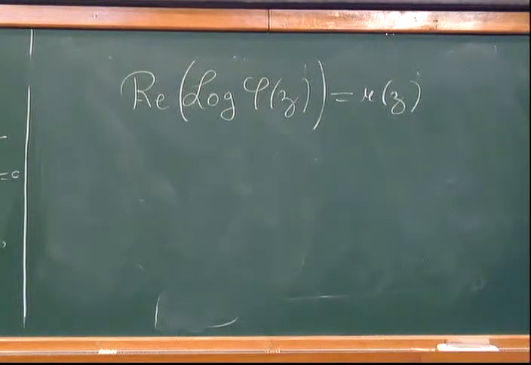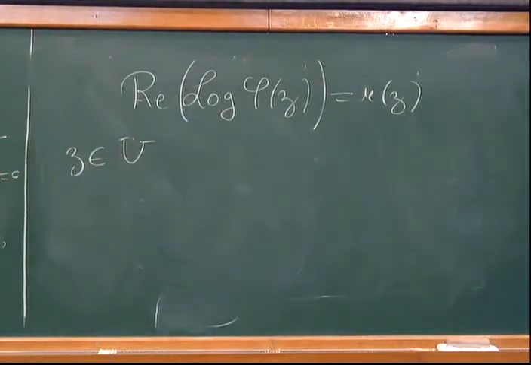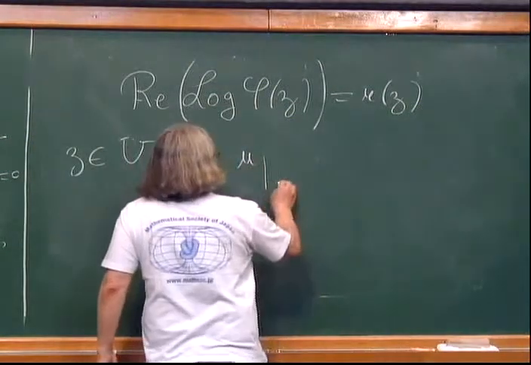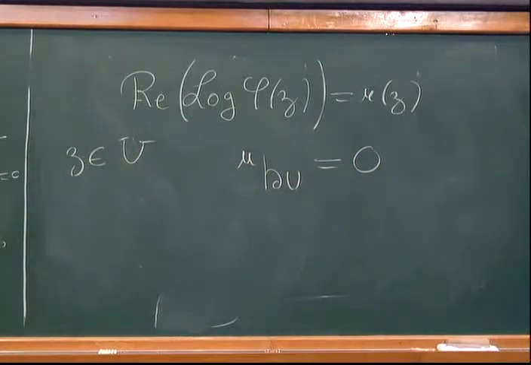Well, we know its value on the boundary. Because if z is in the boundary of U, we want that phi of z is of modulus 1. So the log of phi of z will be the log of a complex number of modulus 1. So it will be purely imaginary. So the real part is 0. So u on the boundary should be 0. So it's a harmonic function which is 0 on the boundary.